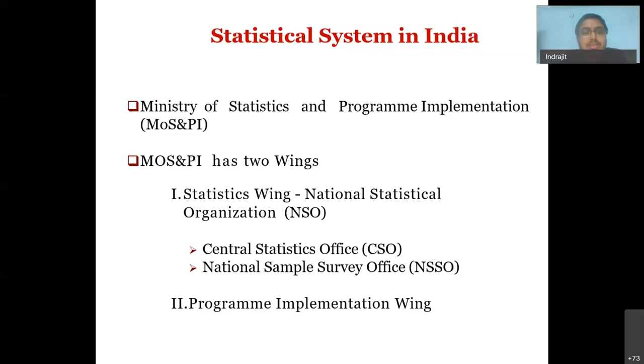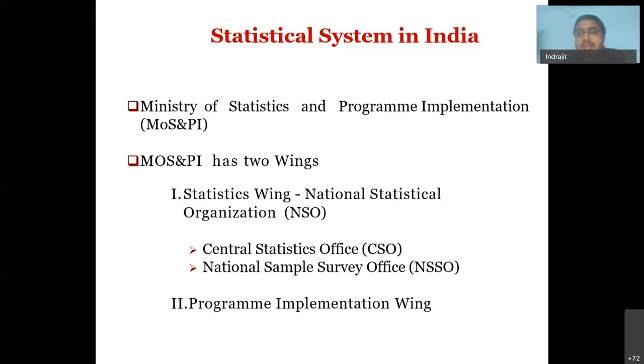So MOSPI has two wings. One is the Central Statistical Office, another is the National Sample Survey Office. The Central Statistical Office mostly provides data related to the macroeconomy, like national income, the price level, the GDP. So they provide data, they do not collect data. They also analyze the data, then they come up with some macro level figures for our economy.